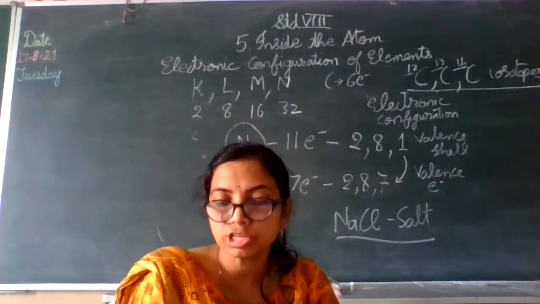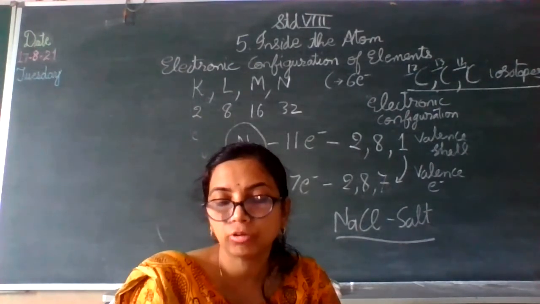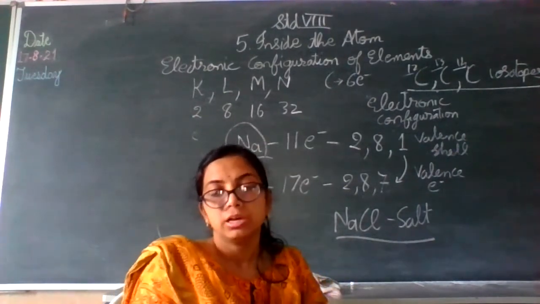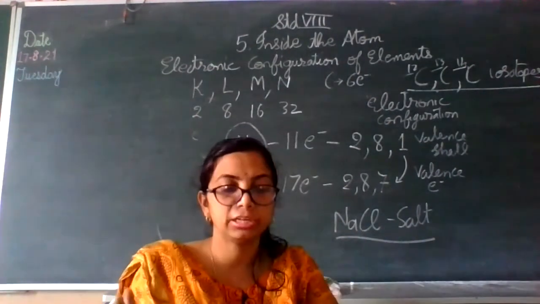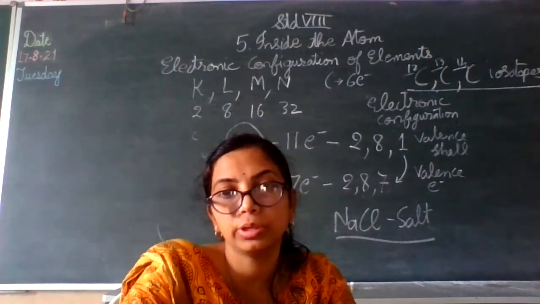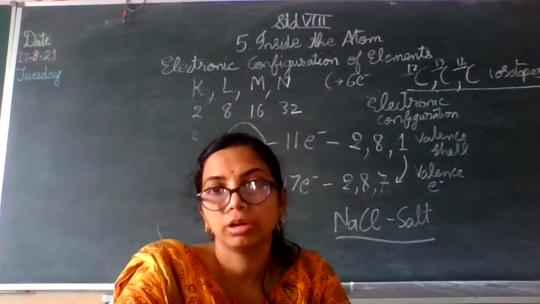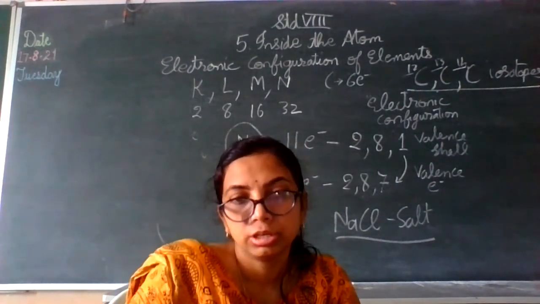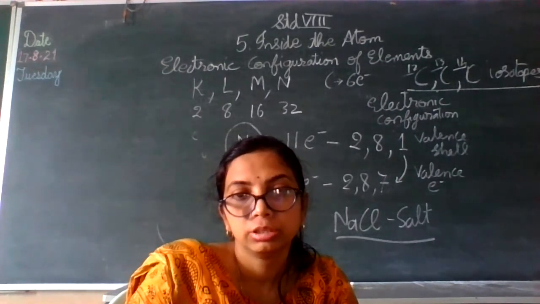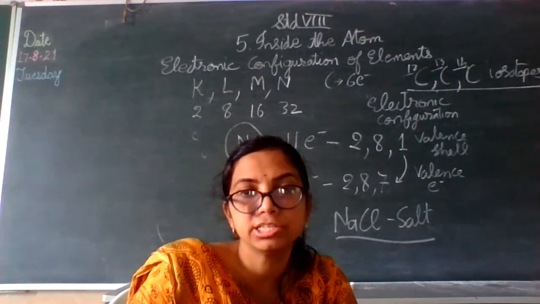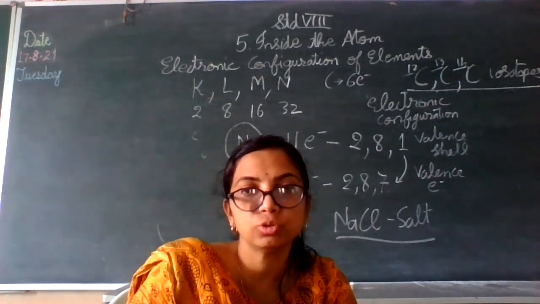So other elements also we can do with the electronic configuration. Their valency can be found out, and after finding the valency, we can study their isotopes. Okay, so a certain list of elements with their valence electrons and valencies will be sent to you.